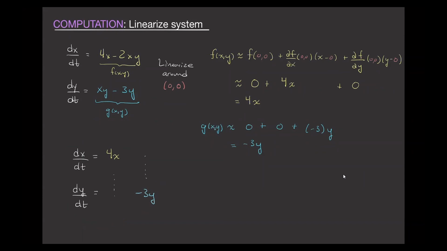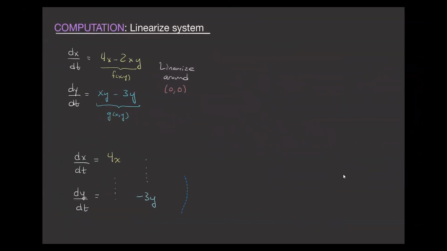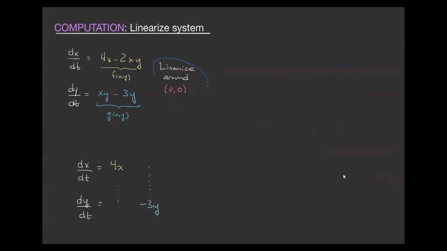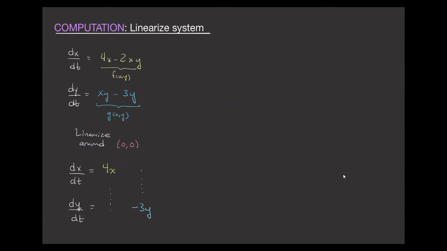Now, we've linearized around 0, 0. Let's take this and use it to investigate what's happening with the system around that point. So we linearized around, actually, let's do this here, around this point. We end up with this system. Now let's investigate what's happening.